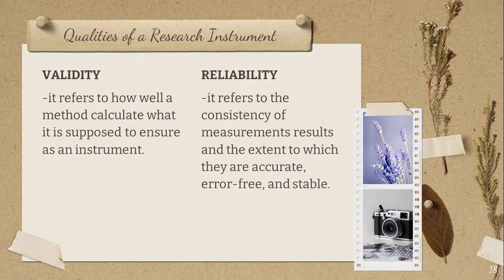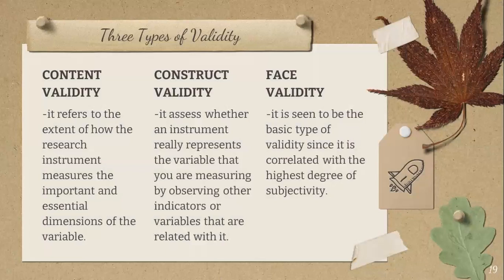Okay, what are the three types of validity? We have content validity, construct validity, and face validity. Content validity refers to the extent of how the research instrument measures the important and essential dimensions of the variable. A table of specification, or the TOS, that identifies the domain of test measured by the instrument is also a useful tool.